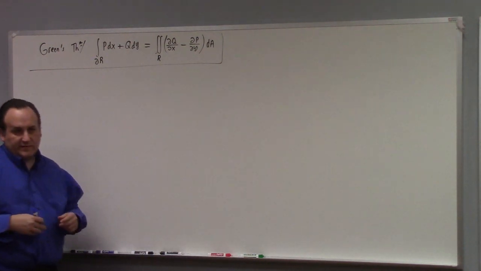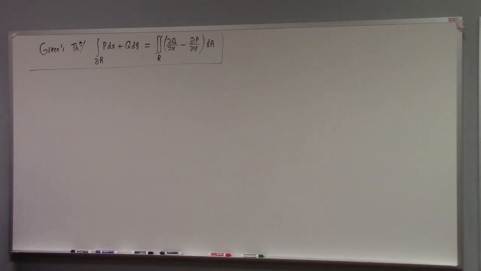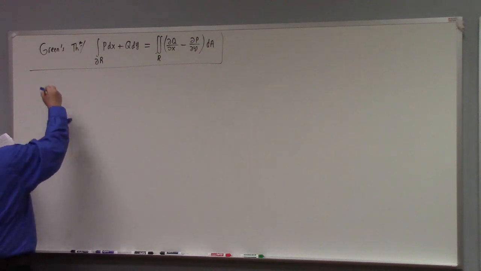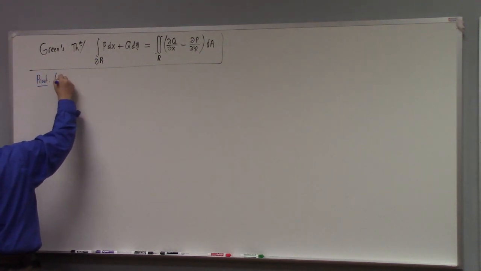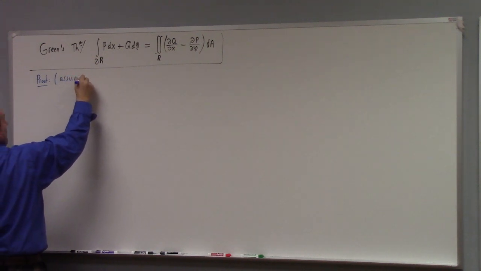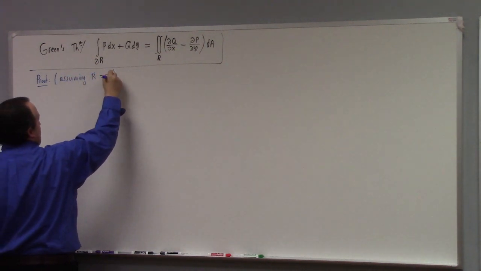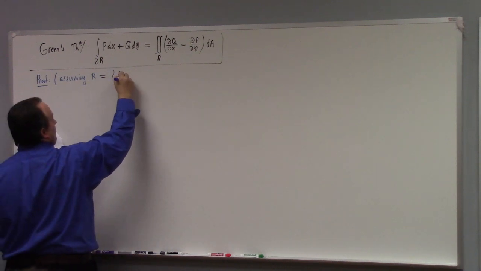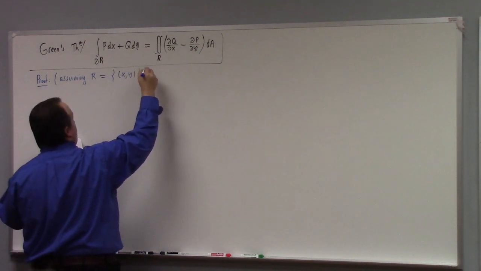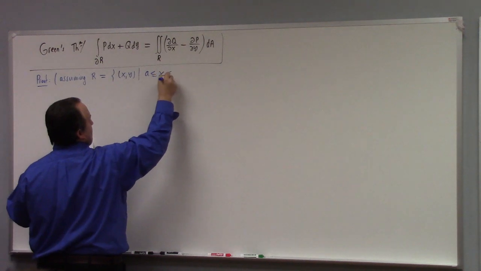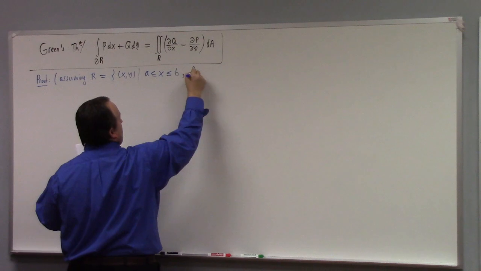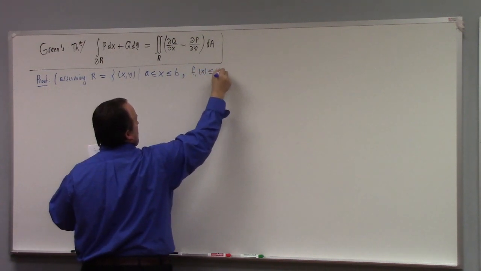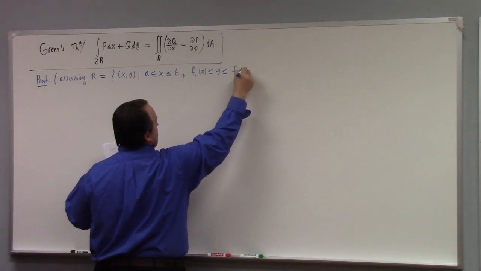All right. And so, for the time being, I want to give you guys a proof of Green's theorem in the case that the region R is both a type 1 and type 2. So let me just write down what that means. Here's a proof, assuming R equals, on the one hand, all x and y such that a is less than or equal to x is less than or equal to b, and f1 of x is less than or equal to y is less than or equal to f2 of x.